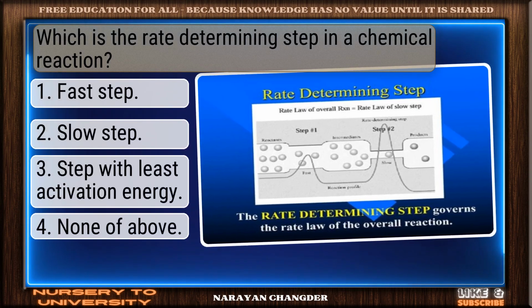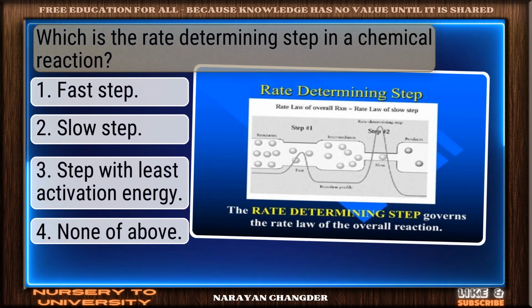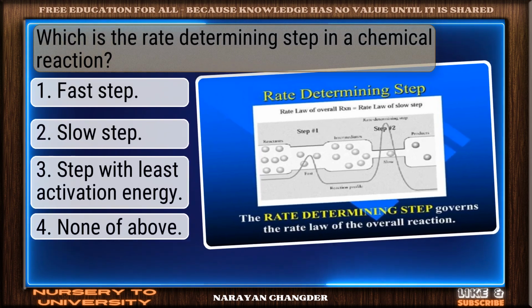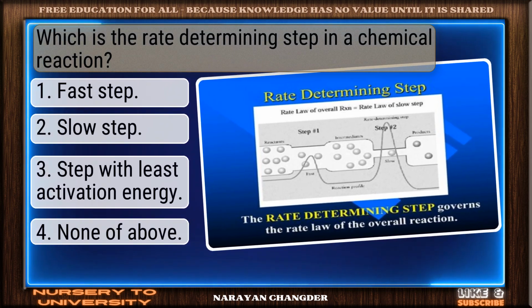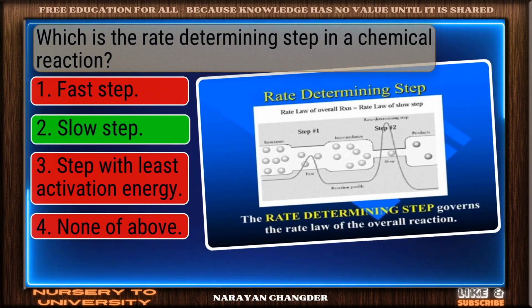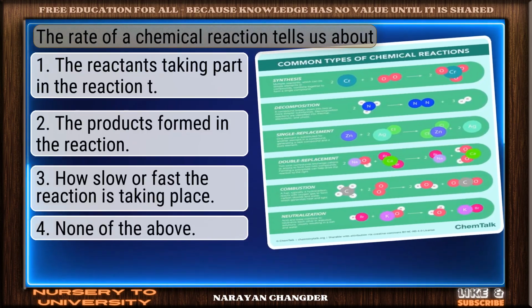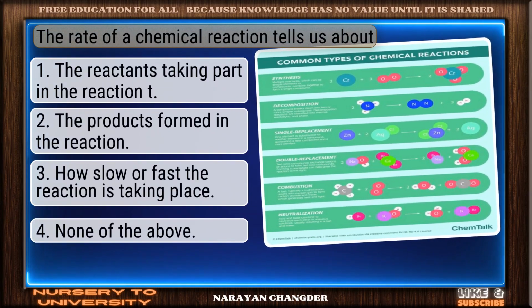Which is the rate-determining step in a chemical reaction? Option 1, fast step. Option 2, slow step. Option 3, step with least activation energy. Option 4, none of above. Good job, slow step.